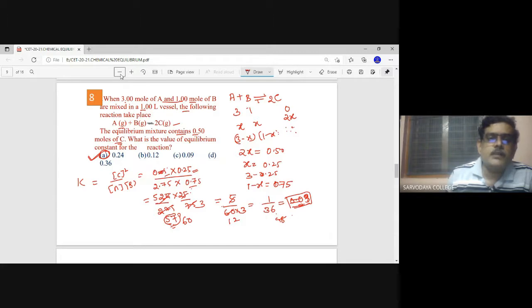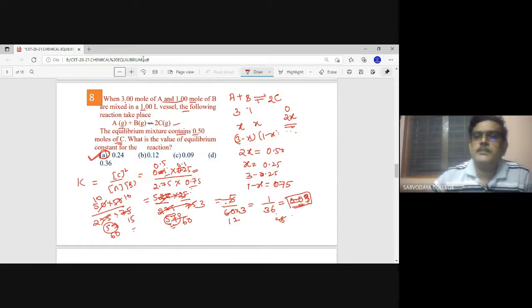We should substitute here 0.5, not 2.5. 2x is 0.5. So we calculate: 50 times 50 divided by 75 and 75. Now it will be 10, and then this will be 57, and 5, 10, then this will be 15. So this can be taken as 60, take the numerator as 60. Now it should be calculated.